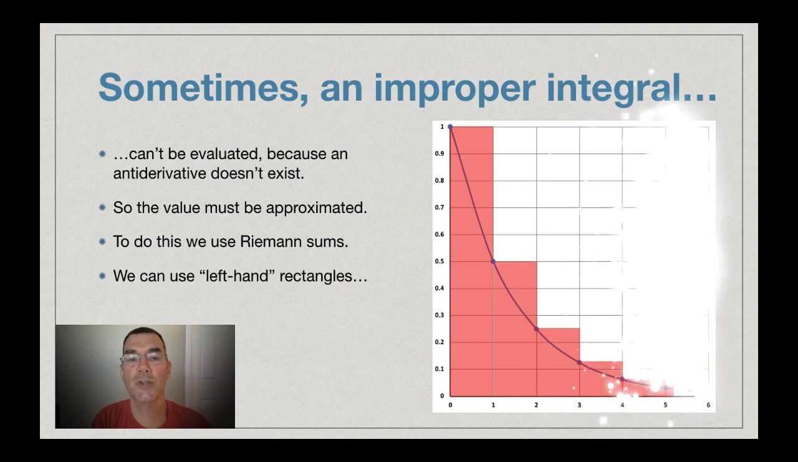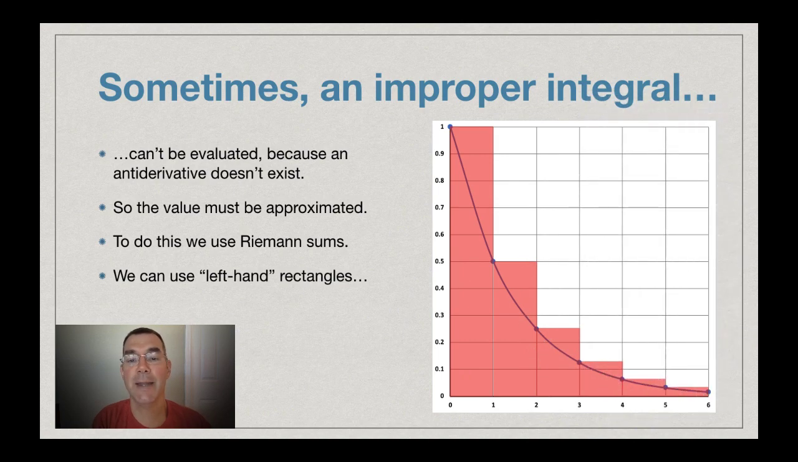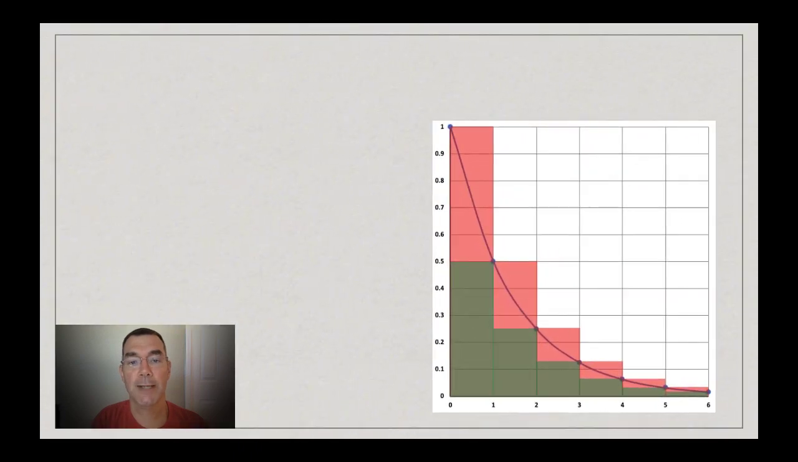Okay, so those are basically a bunch of rectangles, and I've made my rectangles exactly 1 unit wide, and then the height of each rectangle corresponds to a function value on that curve, one of the dots on the curve. So with left-hand rectangles, the height of the rectangle is represented by that dot that is in the top left corner of the rectangle. If I want to use right-hand rectangles, then the height of the rectangle is represented by the function value in the top right corner of that rectangle.